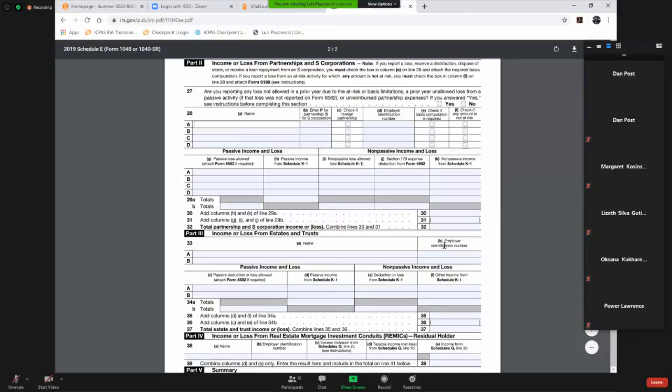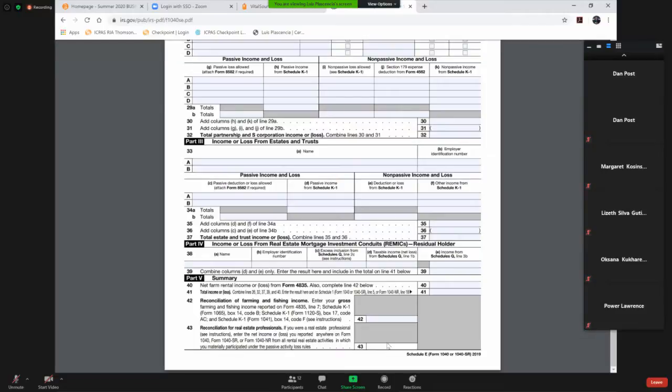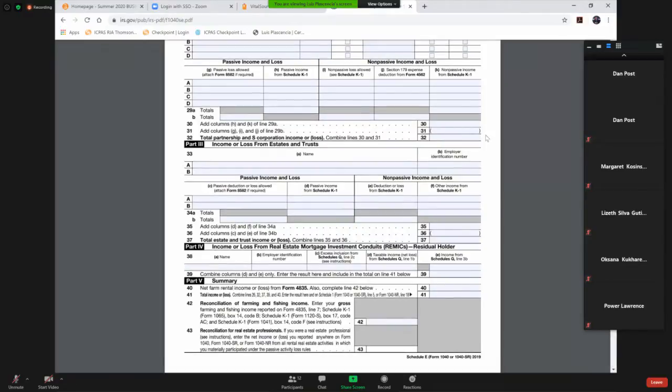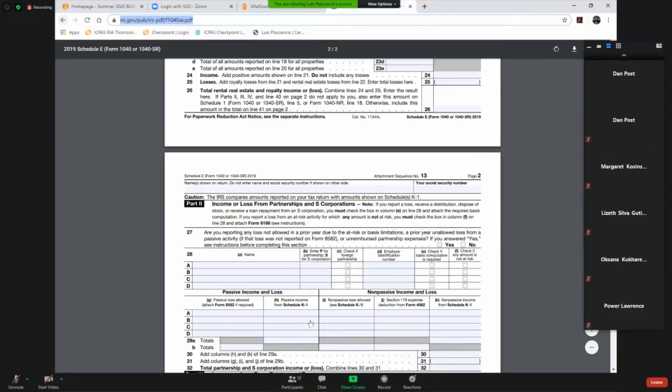Now, on the bottom, there's a section for real estate professionals. Not all real estate individuals are real estate professionals. You can't just say I'm a real estate professional because you want to be one. You actually have to fit the criteria. We'll go over that in more detail later. So that's Schedule E. One more form, and then we'll go back to the lecture.